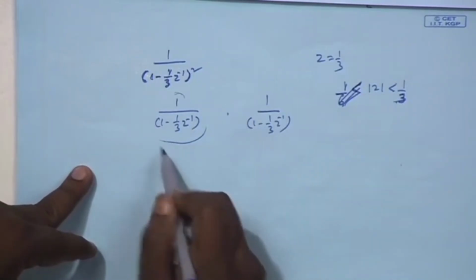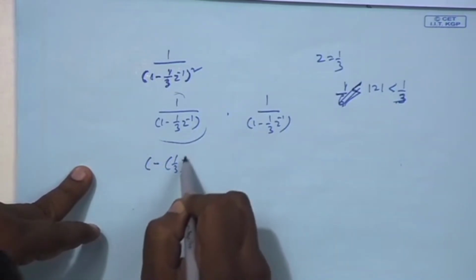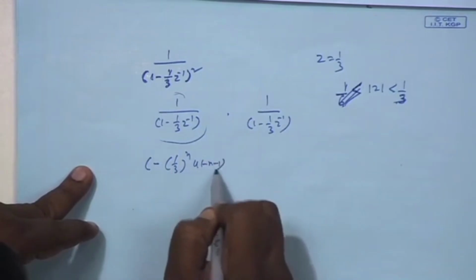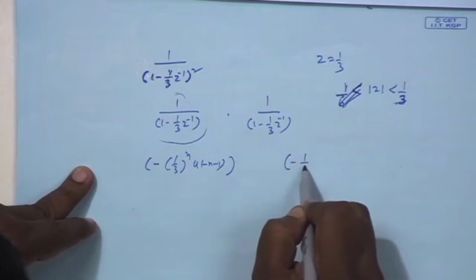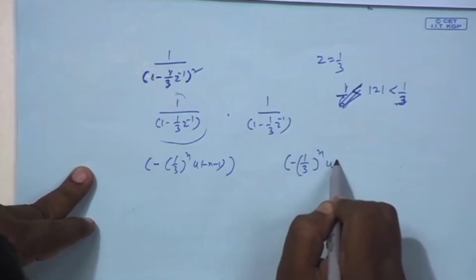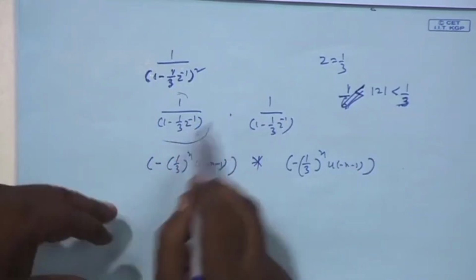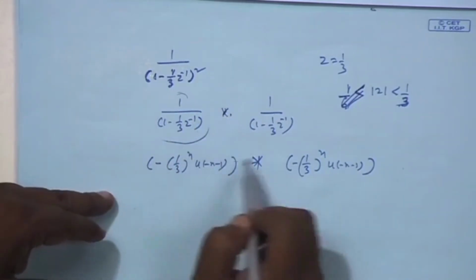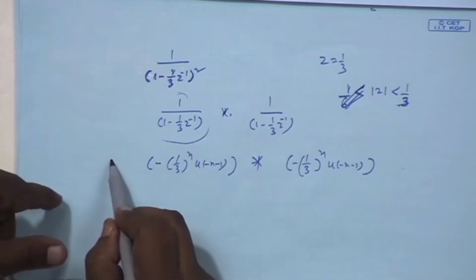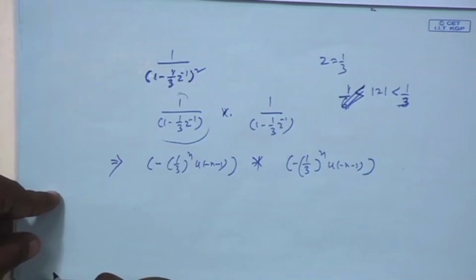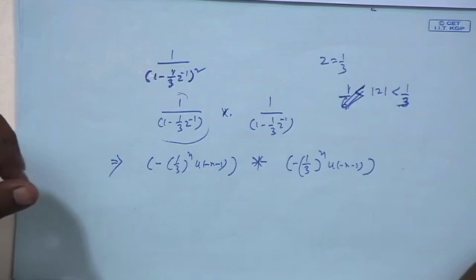So, this has mod Z less than 1 by 3, this has mod Z less than 1 by 3. So, this will give rise to a sequence minus 1 by 3 to the power n u minus n minus 1, and then this will give rise to the same thing, minus 1 by 3 to the power n. Convolution, because if you are multiplying in the Z domain, it is called convolution in the time domain. This convolution you work out, and you will get the result.